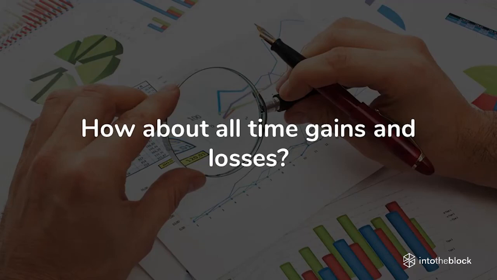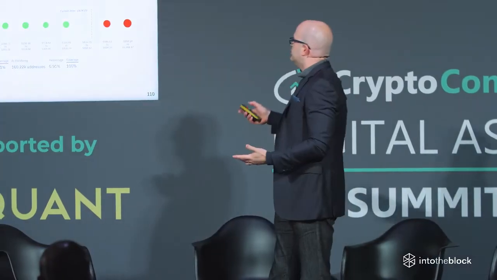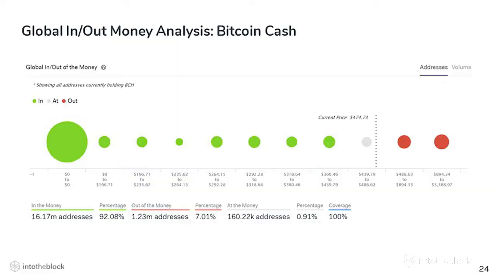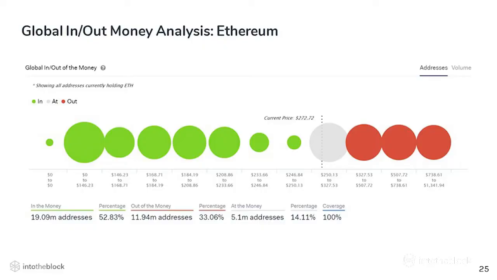How about all time? How does that look? So if you look at Bitcoin Cash, it was a fork. We all received Bitcoin Cash. It's a party, right? 92% of investors have made money with Bitcoin Cash historically. That big green bubble, that's Roger Ver and everybody else in that group. But if you look at Ethereum, very different, only 52%, because the price has come down over time from the all-time high.